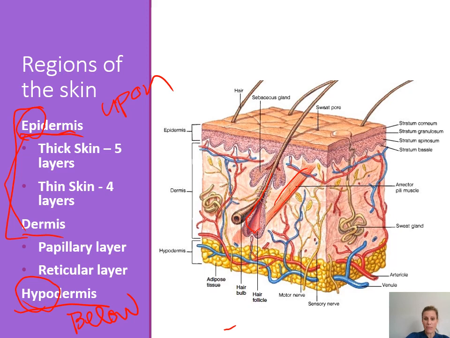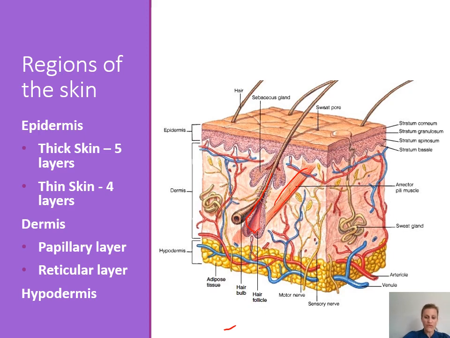When we look at the epidermis, this top region of the skin, it can have either 4 or 5 layers, depending on the kind of skin that you're looking at. We have 2 different types of skin covering the body. We have thick skin and thin skin. And the epidermis in thick skin is obviously thicker.